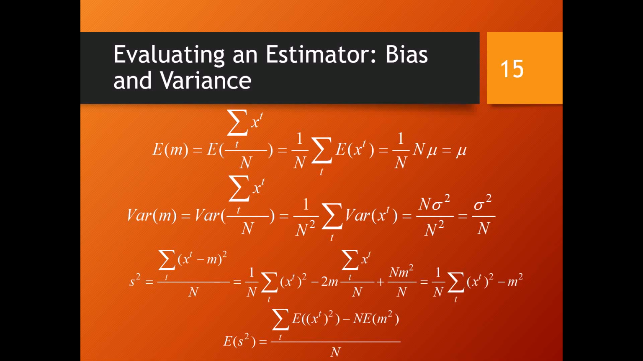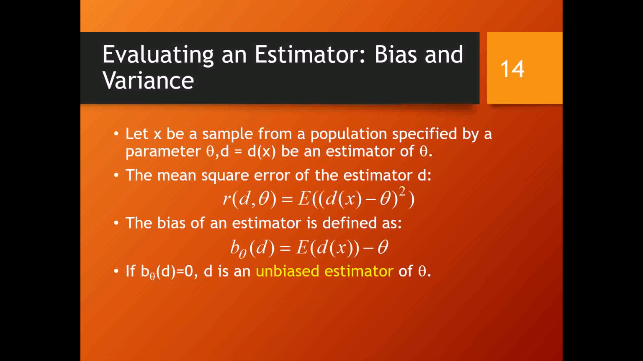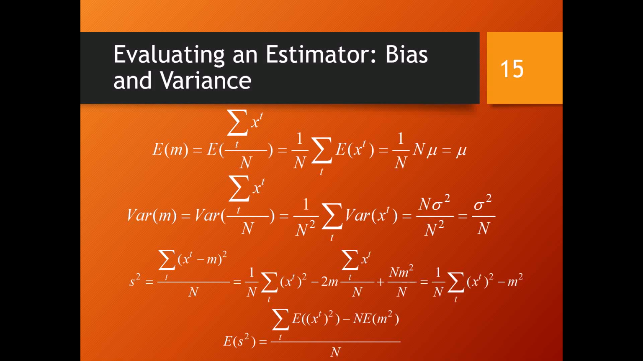What does this mean? It means that this approach is unbiased, right? If the bias is 0, then E of d of x is equal to theta. Theta now is mu. This is the calculation, the model we are going to use. This is our d of x, and this is our parameter theta. So E of the estimate is equal to mu, so we know that this approach is unbiased. Okay, now let's see the variance of the mean.